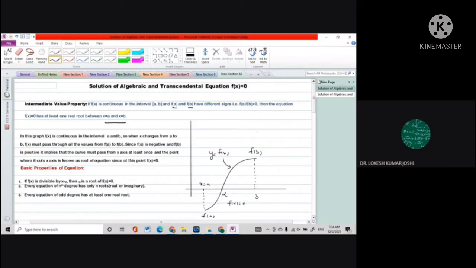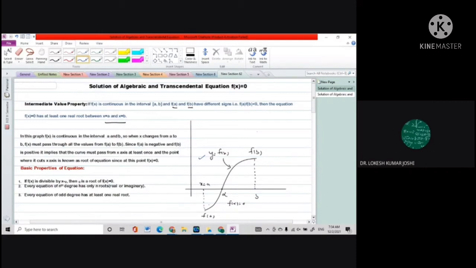Let us see this situation in this graph. In this graph, we can see f(x) is continuous in the interval [a, b]. So when x changes from a to b, it must pass through all values from f(a) to f(b). We can see in this graph the functional value at a is negative, f(a) is negative, and the functional value at b is positive, and the function y = f(x) is continuous.